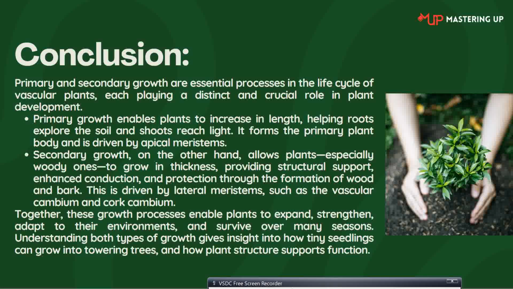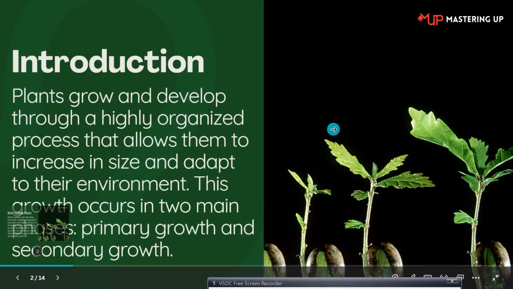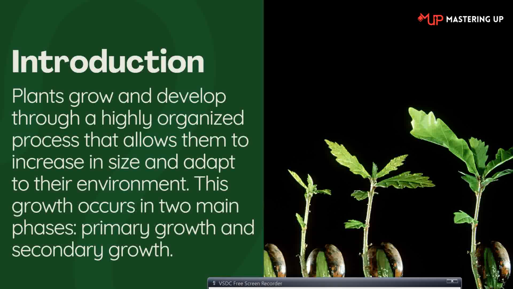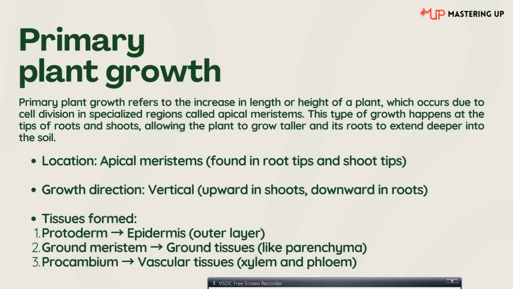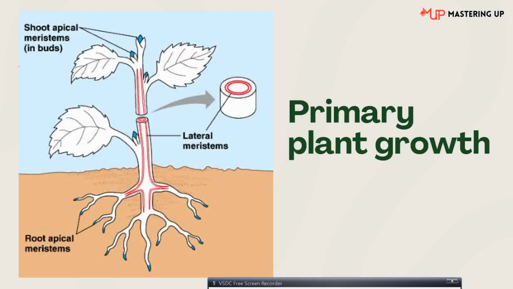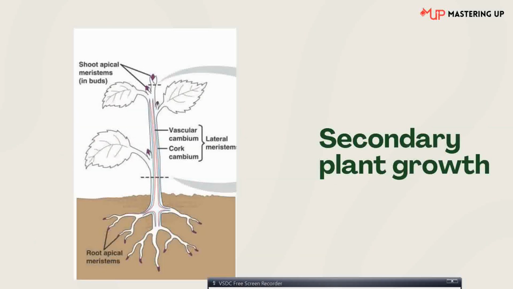So okay, let us just have a quick recap of what we have already done. We went through the introduction of what is growth and what is primary and secondary growth. We had a quick recap about the difference between primary and secondary growth. Then we studied the location, growth direction, tissues formed in primary growth. Here's a picture. And for the secondary growth also, we covered the tissues involved, results of the secondary growth and the location. Also had a picture of secondary growth.